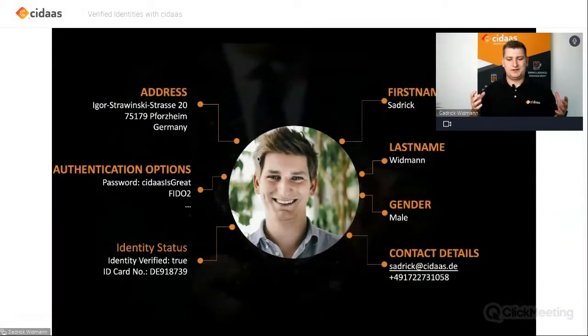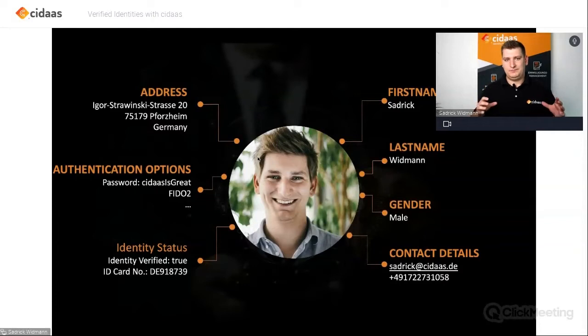Identity is quite clear. Identity consists of several data. First name like Cedric, last name or family name like Wiedmann. I have contact details like my email, my mobile number. I have address data, so the address where I'm living, where I'm working. I have also authentication options that might be old-fashioned, for example, a password, or it might be more innovative authentication methods like device biometrics or FIDO2.